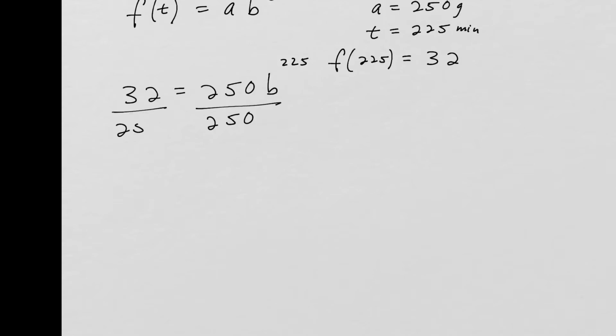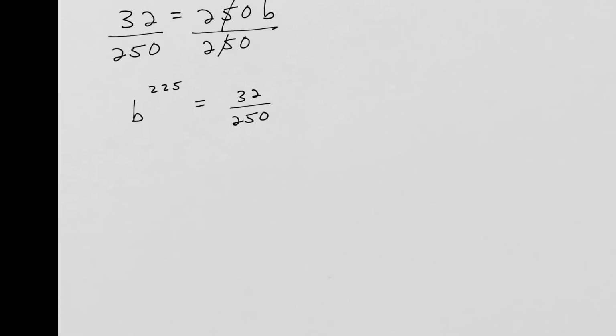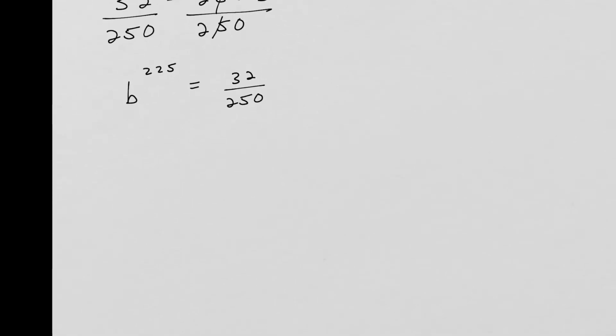Divide by 250. So this cancels. I'm going to write the right-hand side on the left-hand side. It doesn't matter, but it's cleaner that way. And then 32 over 250. I could simplify that, but I'll just leave it as 32 over 250. Okay, but you could simplify that, right? It looks like 2 definitely goes in, maybe 4 as well. I guess 4 doesn't go in, but 2 definitely goes into both of those.